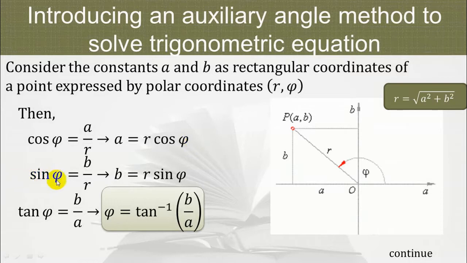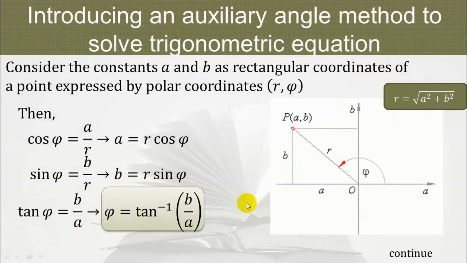So sine p is equal to opposite over hypotenuse, that means b over r. Okay, everyone. So from here we have b equals r times sine p. How about tangent? Tangent p is equal to b over a. So p is equal to arctangent of b over a. So from here we get to know r is equal to the square root of a squared plus b squared, everyone.